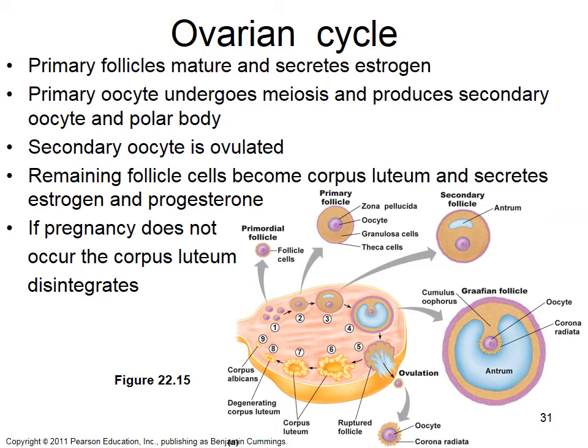The antrum increases in size as that follicle continues to develop until you get ovulation, in which case the oocyte enters the uterine tube. And then those remaining theca and granulosa cells become the corpus luteum. And if pregnancy and implantation do not occur, that corpus luteum degenerates. So this is 14 days for 1 through 5, and then another 14 days for 6 through 9.